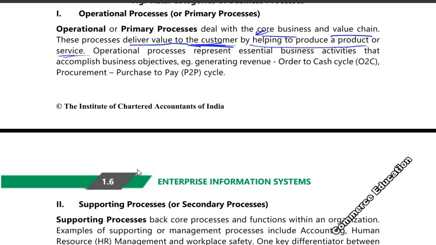Operational processes are essential activities. They are called essential business activities because the enterprise survives on them. They accomplish business objectives. Operational processes, primary processes, accomplish business objectives.